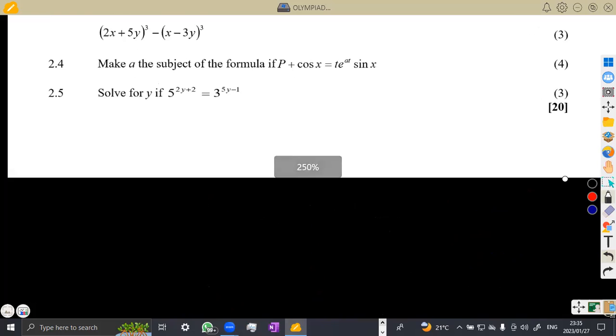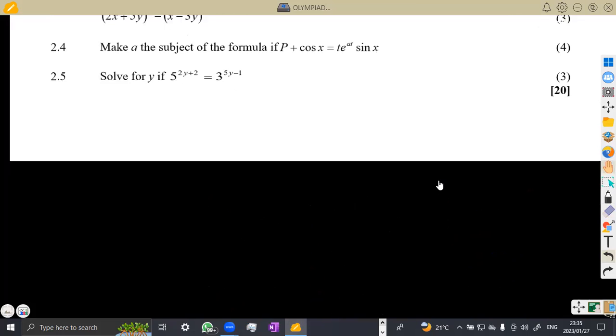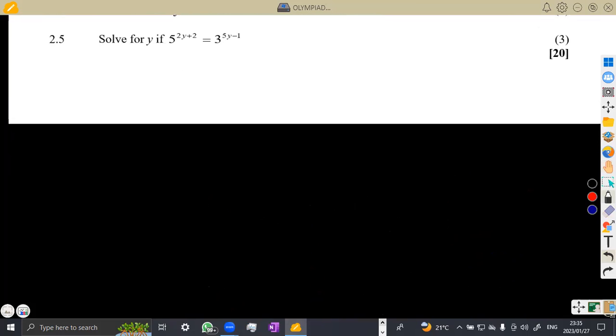In question 2.5, we are given to solve for y if 5 to the exponent of 2y plus 2 is equal to 3 to the exponent of 5y minus 1. So there are many ways that you can use, but it's best for you to introduce the logarithm at once, or you can introduce ln. You choose which one is best.